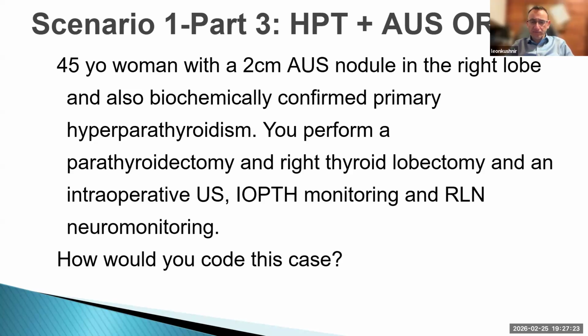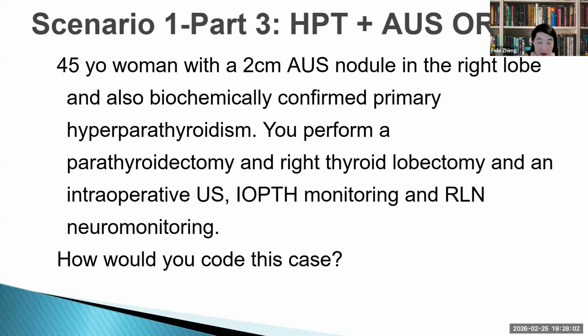So yeah, it's a combination case. So I would probably start with the portion of the procedure that will reimburse more, and the more complex. I would bill this as a primary case as a right thyroid lobectomy with intraoperative ultrasound and PTH monitoring, and then followed by a parathyroidectomy, knowing that I'm probably not going to get reimbursed for the intraoperative PTH monitoring or the newer monitoring.